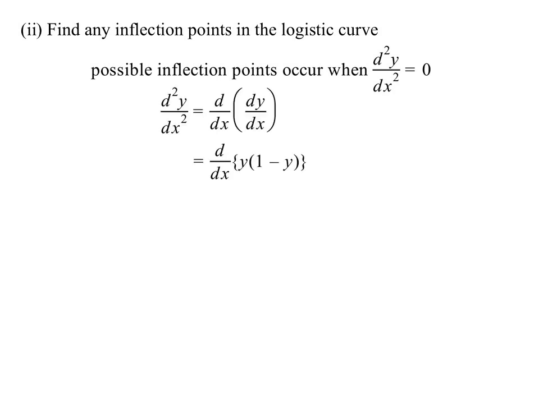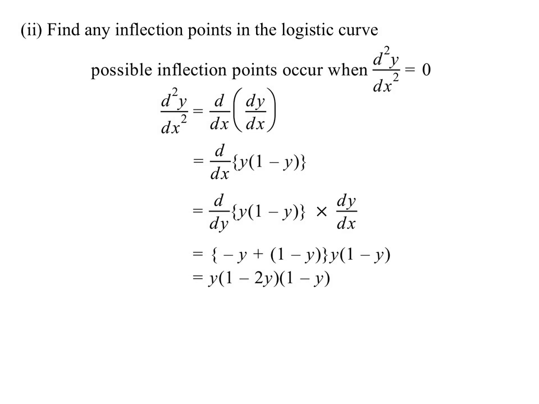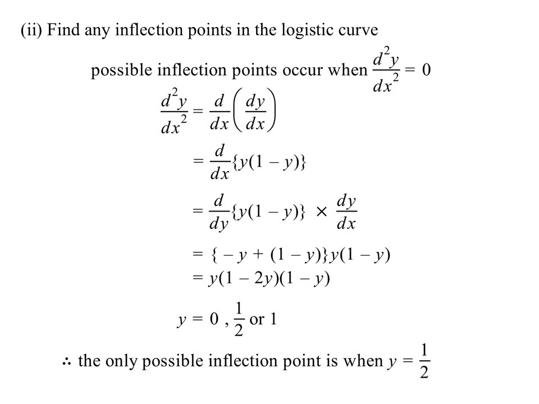So I want to differentiate y, 1 minus y, but with respect to x. It means I've got to do it implicitly. So I can differentiate this with respect to y, but then I'll multiply by dy dx. Differentiate with respect to y: write down the first, diff the second, plus write down the second, diff the first. Multiply by dy dx, but we know dy dx is y times 1 minus y, and there I have my second derivative. 3 possibilities for 0: 0, a half, or 1. We know 0 and 1 are the trivial solutions. There certainly are not inflection points there. Therefore it's got to be a half. That's the only possible inflection point.